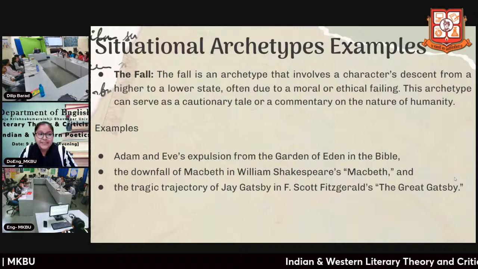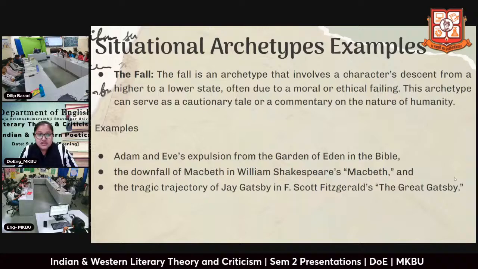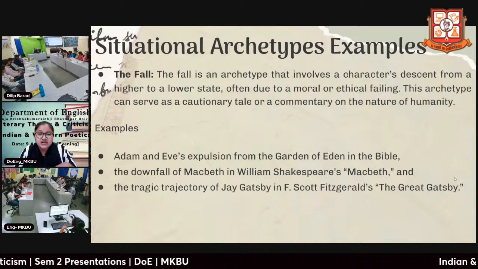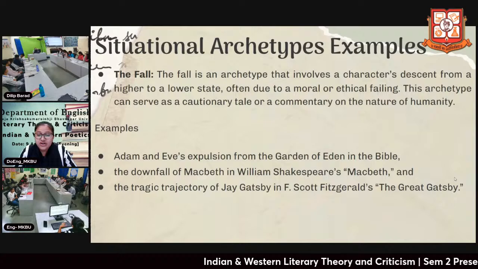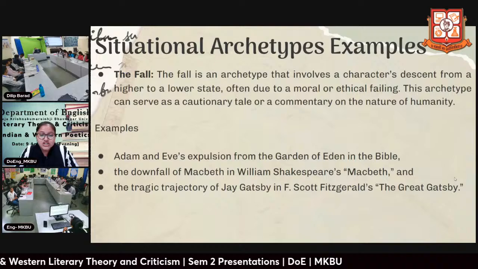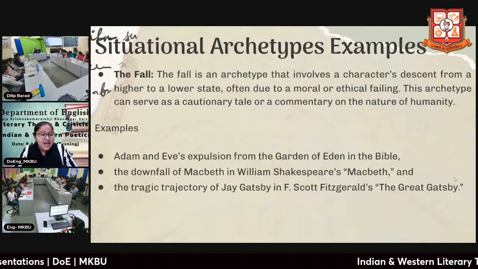Second, a situational archetypes example. The fall is an archetype that involves characters descending from a higher to a lower state, often due to a moral or ethical failing. So this archetype can serve as a cautionary tale or a commentary on the nature of humanity. Examples: Adam and Eve's expulsion from the Garden of Eden in the Bible, the downfall of Macbeth in William Shakespeare's Macbeth, and the tragic trajectory of J. Gatsby in F. Scott Fitzgerald's The Great Gatsby.